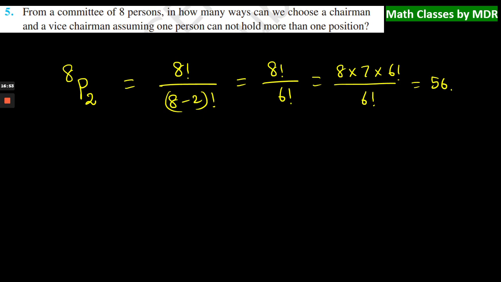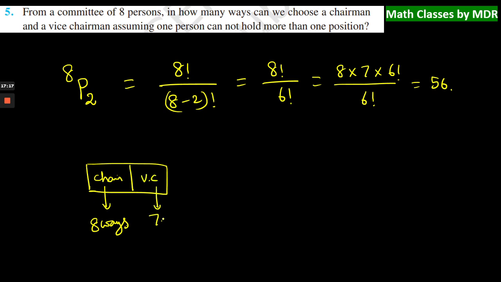That's it, right? So we are trying to select 2 persons. Suppose you take it in boxes, either you have to select a chairman. Let's say you put this box for chairman, and if you want to select any one of the 8 persons for the chairman, then this is 8 ways. After selecting one person as chairman, the vice chairman we can fill in 7 ways, because one person is already selected here, only 7 persons are available. So 8 into 7 is 56.